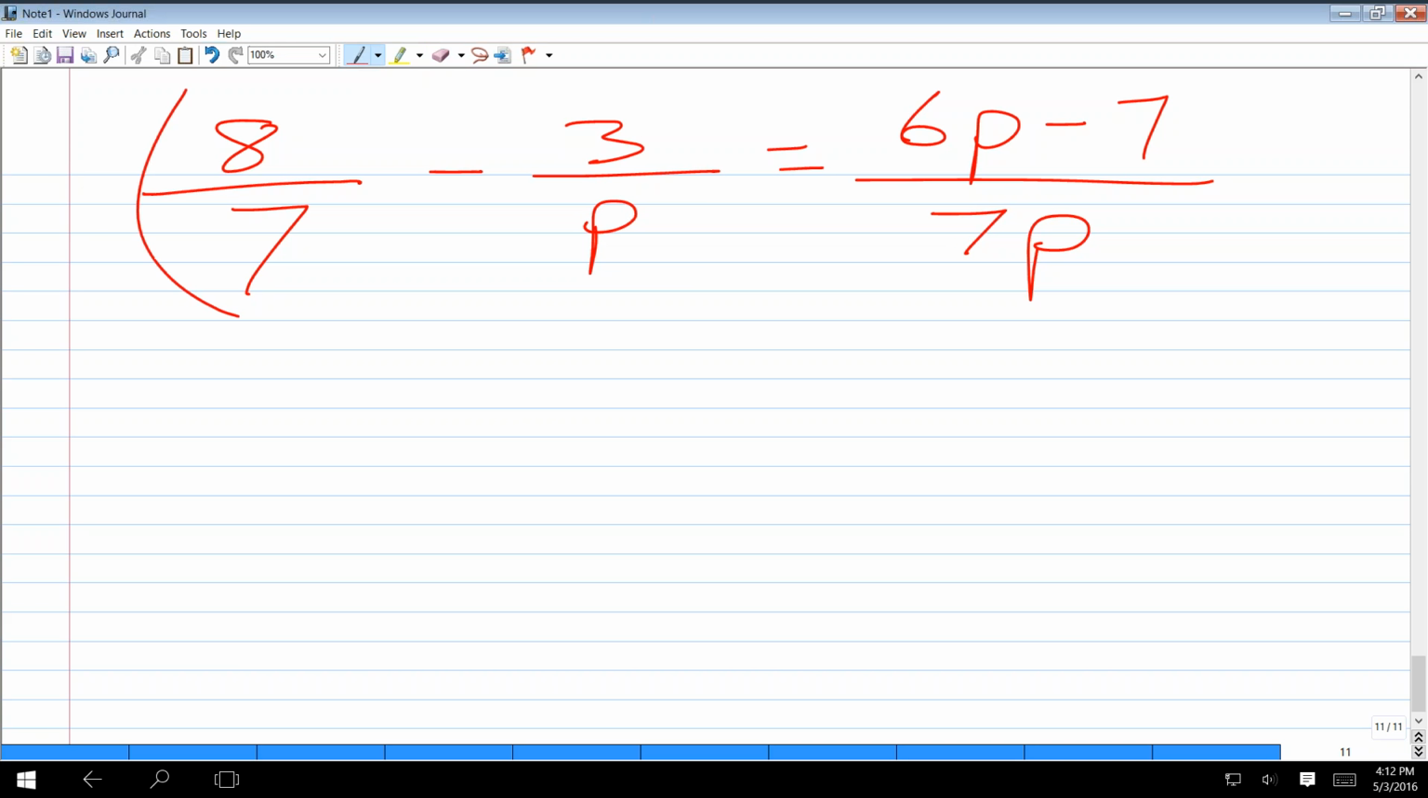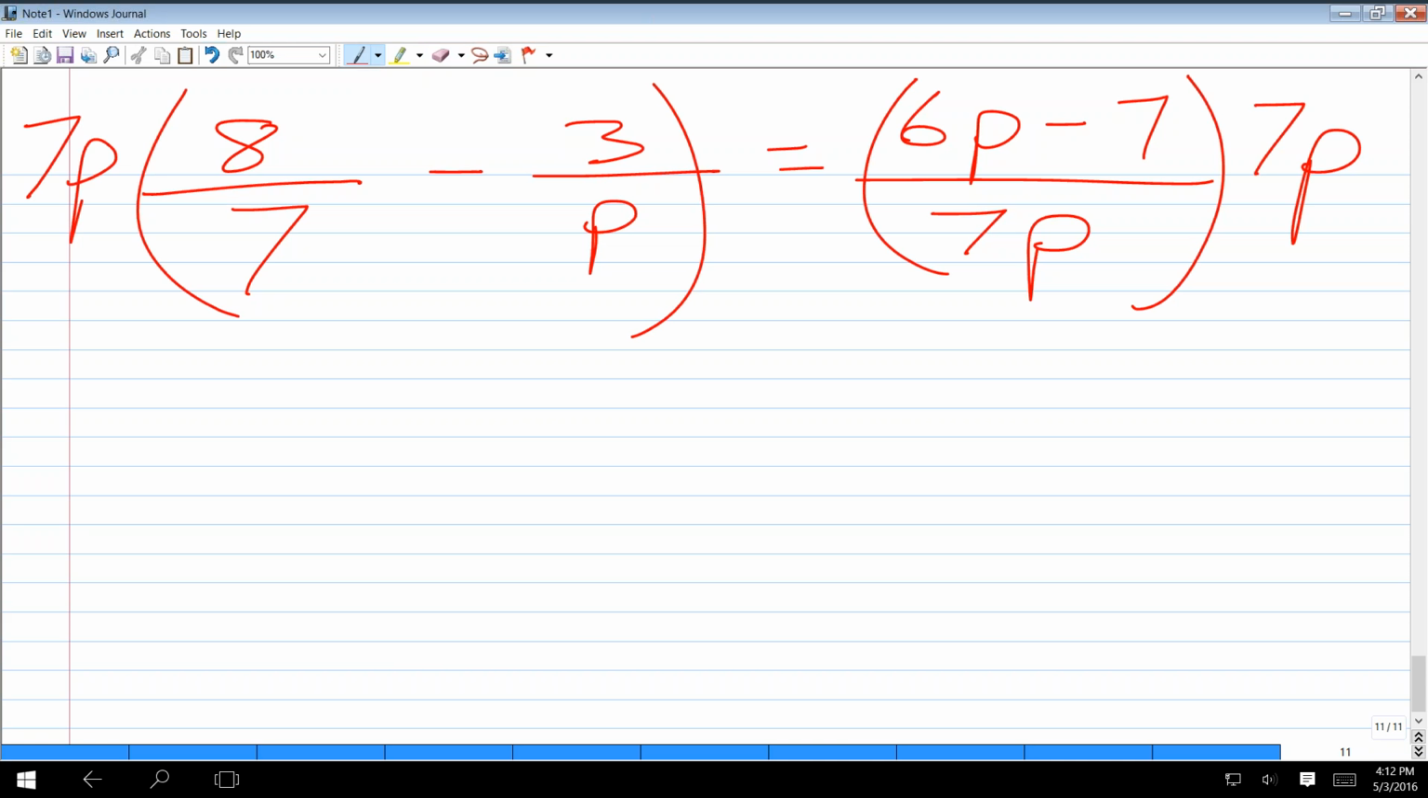In that, I'm going to multiply both sides of the equation by 7p. Why? To get rid of denominators. Denominators is what makes equations hard. But if you get rid of all the denominators, and I'm going to get rid of all of them in one step, what's the first term on the left? 8 over 7. No, the 7's cancel. What's p times 8?